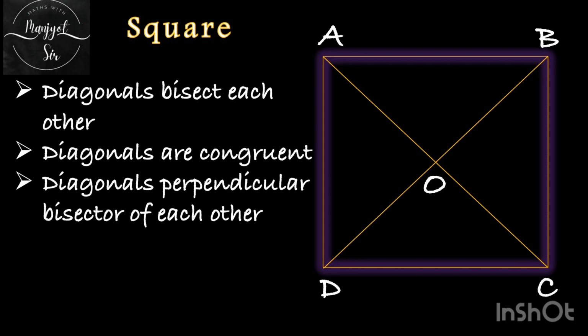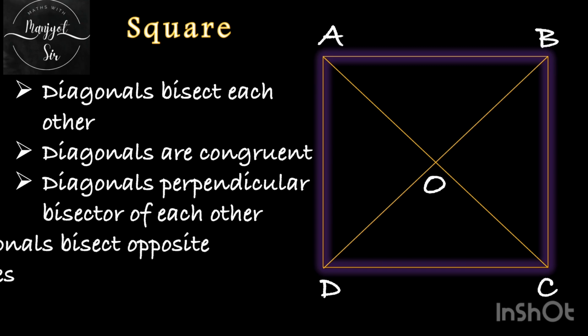Next, diagonals are perpendicular bisectors of each other. We all know what a perpendicular bisector is. The angle which is formed in between, that is angle O, or you can say AOD, is equal to 90 degrees. Also they are bisectors. That means AO is equal to OC and BO is equal to OD.